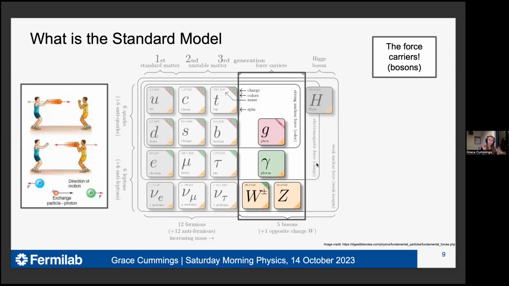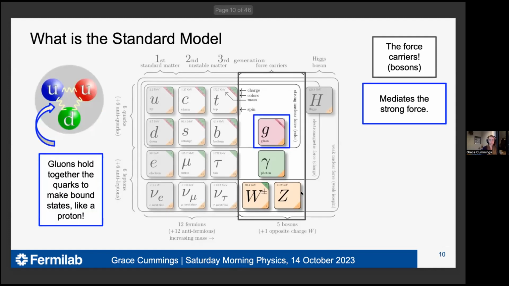And you can think of these bosons over here, these 4 different ones, I guess 5 if you consider the plus minus of the W, as that basketball that's being exchanged back and forth. So the first one is the gluon. Gluons mediate the strong force. This is one of the 4 fundamental forces that we have. Gluons hold together quarks and make bound states.